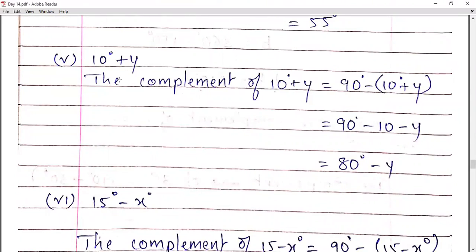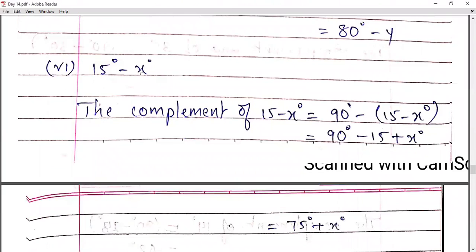10 degrees plus y degrees. The complement of 10 plus y degrees is equal to 90 minus (10 plus y). As we open up the bracket with a minus sign, it will invert the sign of each term in the bracket. So minus plus will become minus 10, minus plus y will become minus y. Subtracting 10 from 90 will give you 80 degrees and the variable y will remain as it is. So the complement of 10 degrees plus y is equal to 80 degrees minus y.